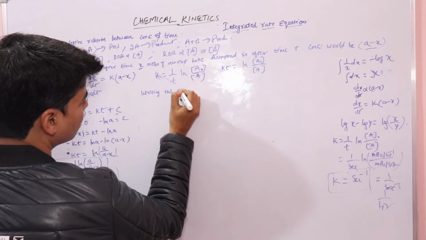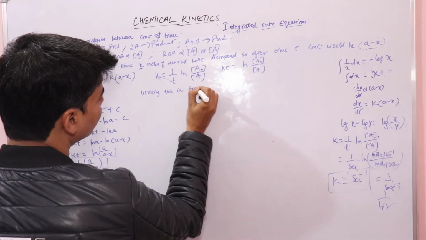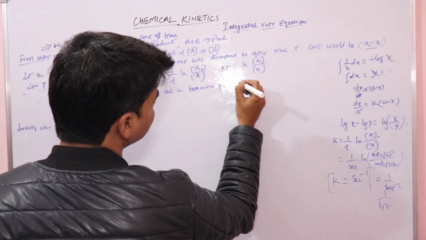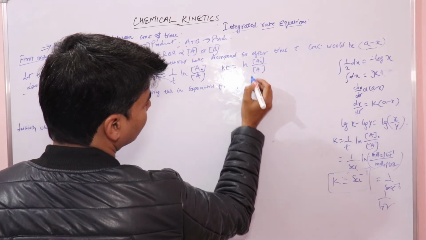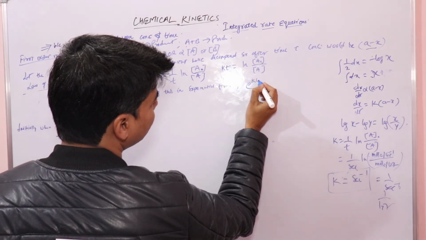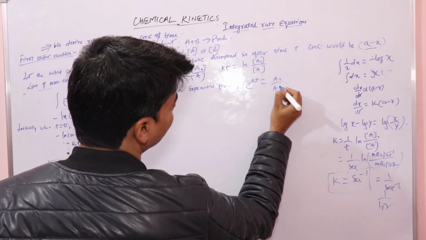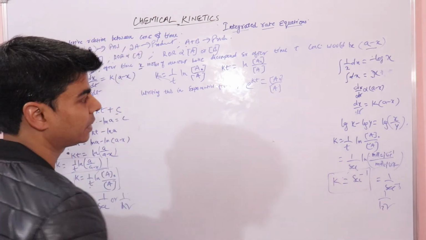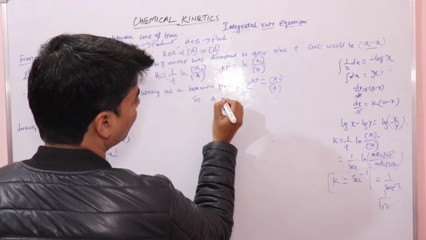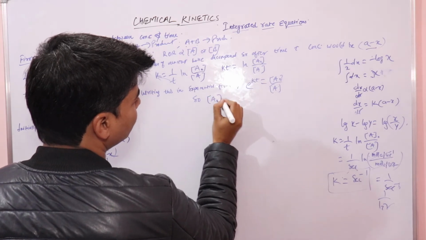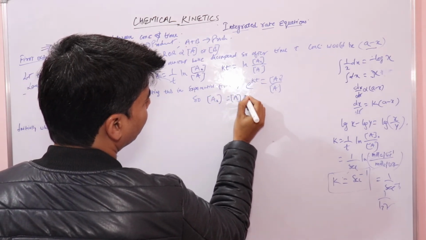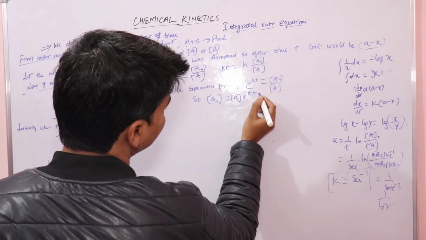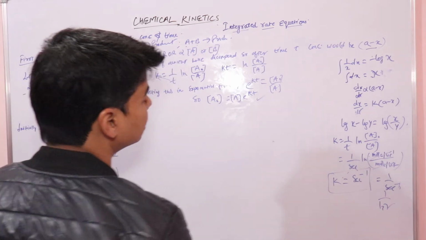Writing this in exponential form, which is e to the power of kt is equal to A0 upon A. This is your initial concentration, this is concentration after time t. So the relation comes out to be e to the power of kt, where k is rate constant, t is time, right? This is the relation, this is the exponential form.